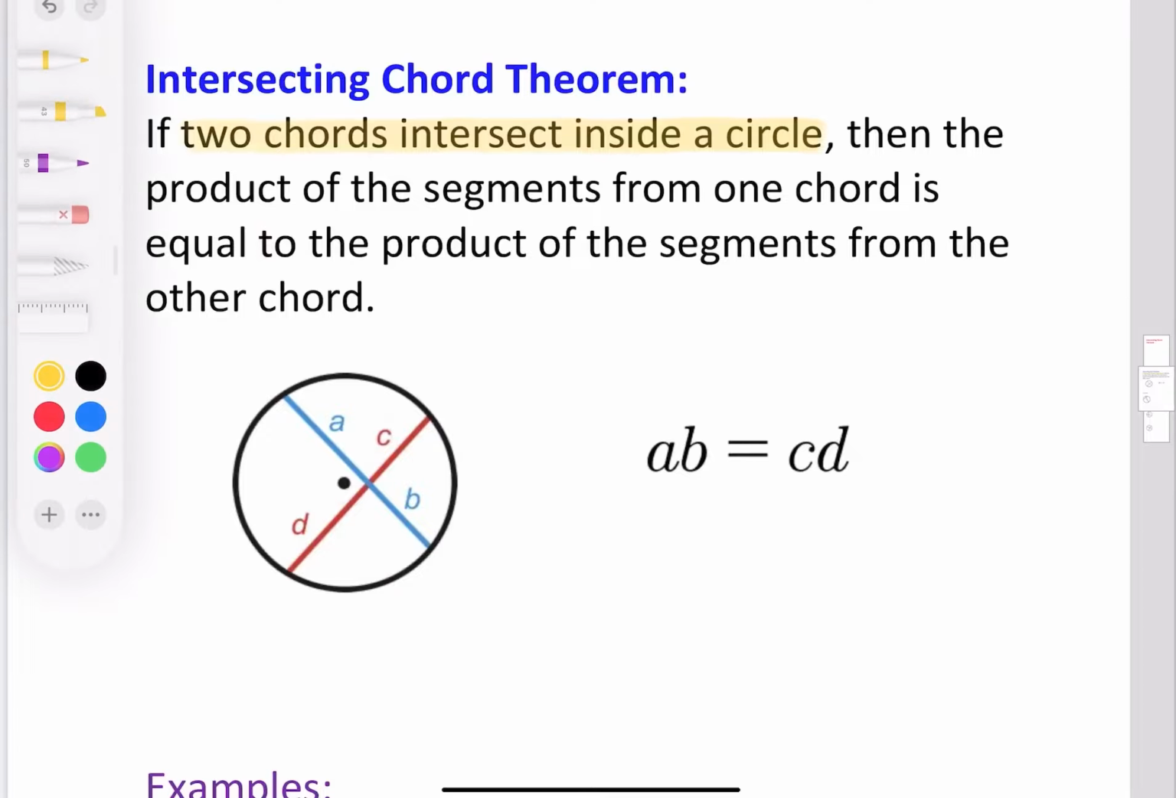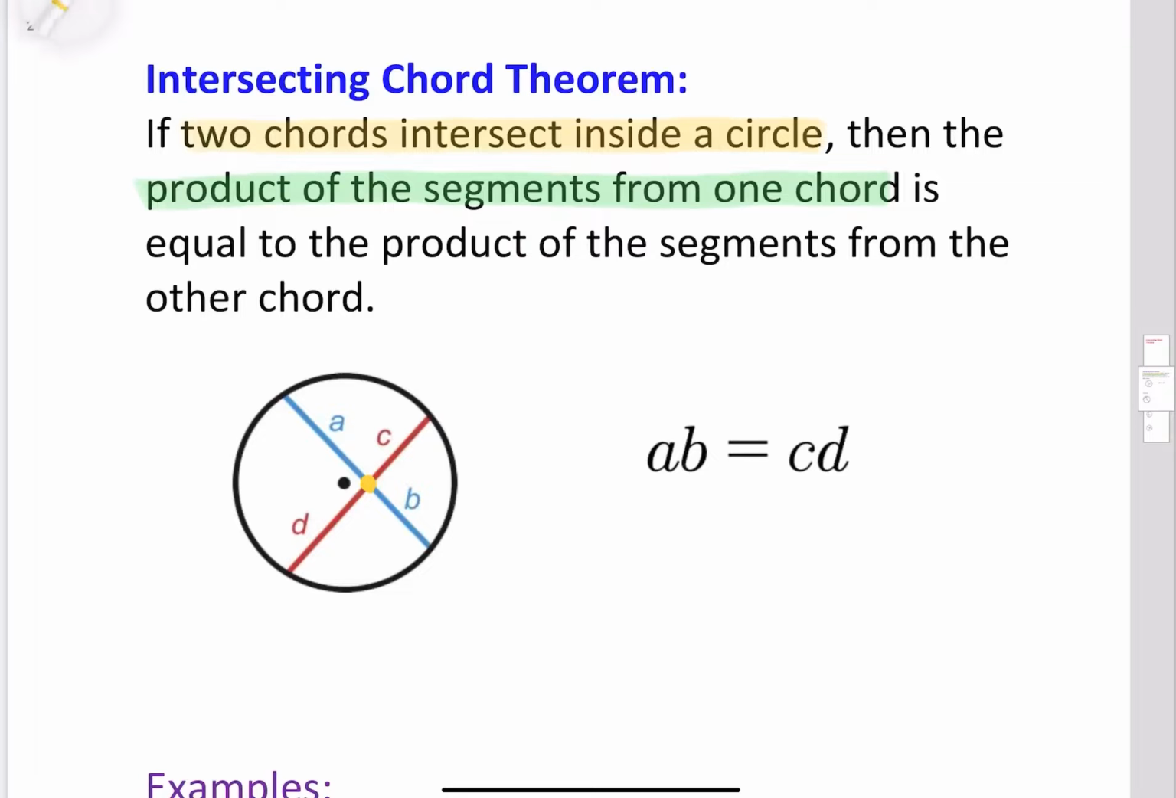So the theorem is stating that the product means to multiply the segments from one chord. Segments means a piece of that chord. So here we have two pieces of this first chord. I'm going to look at the blue chord, and that blue chord is being cut right over here by that other chord, and that's going to break it up into two segments. The segments here are A and B. So if we were looking for the product, that product means A times B.